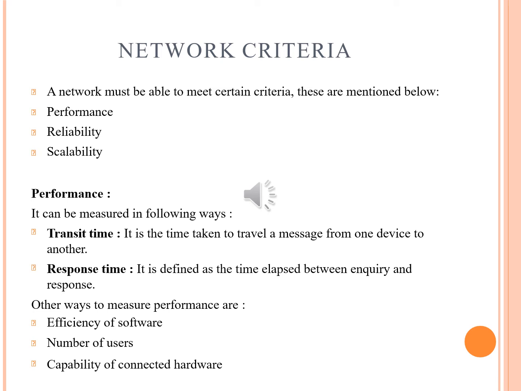Now let us talk about performance. Performance includes the following key parameters: transit time and response time. Transit time means how long the data takes to be transmitted, how much time is taken while it is being transmitted. And response time means that after this much time period, the data provides us a response. That is known as response time.